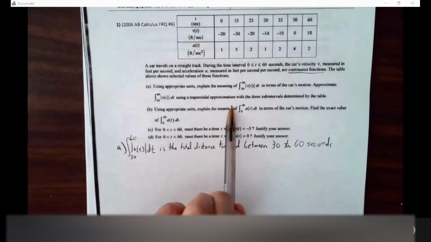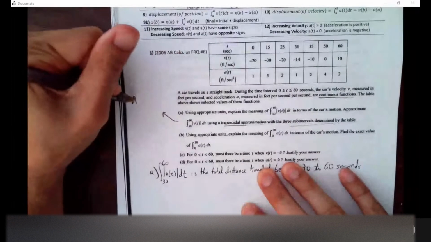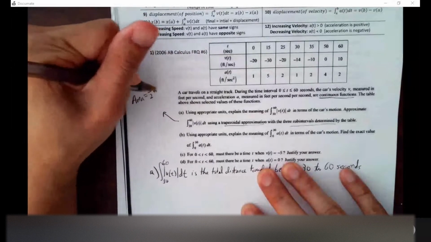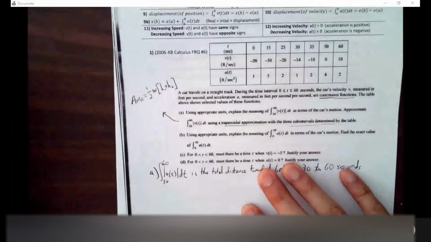Approximate using trapezoid approximation with 3 subintervals. As a reminder, the area formula for a trapezoid is 1/2 times width, and then height 1 plus height 2. We're looking at that interval from 30 to 60, so we can indicate them with brackets to help us find the width of each of the subintervals. 30 to 35, that's a width of 5. Here, that's a width of 15. And finally, a width of 10.